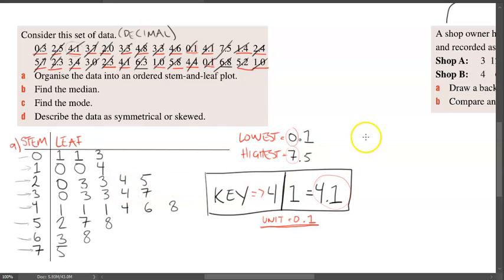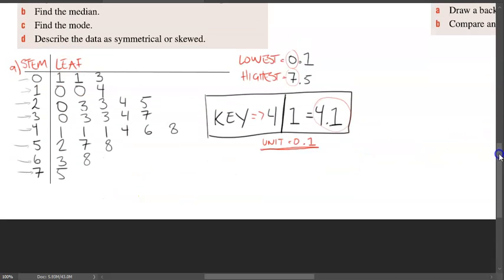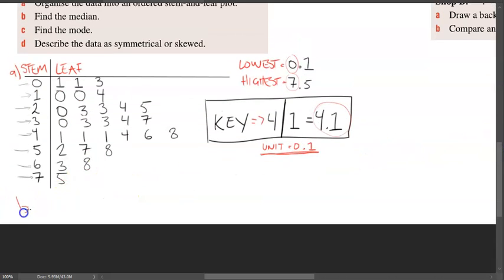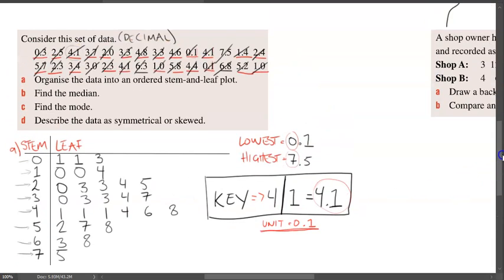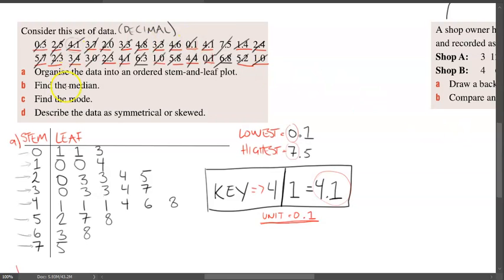So this is A. B, find the median. Remember, median is the middle value, and we've got to double check how many units we have. 1, 2, 3, 4, 5, 6, 7, 8, 9, 10, 11, 12, 13, 14. So we have 28. So our N is going to equal 28.